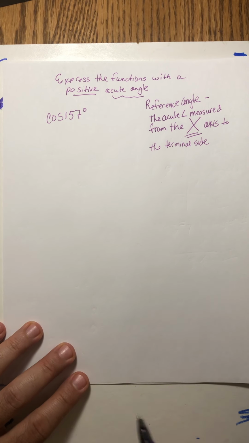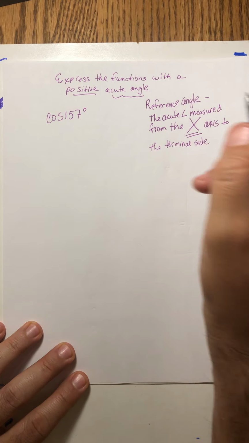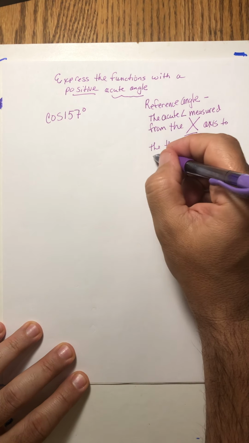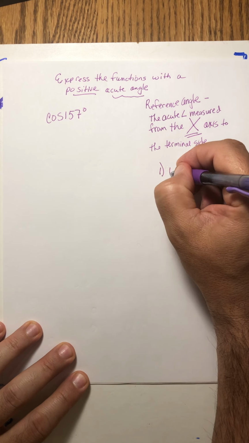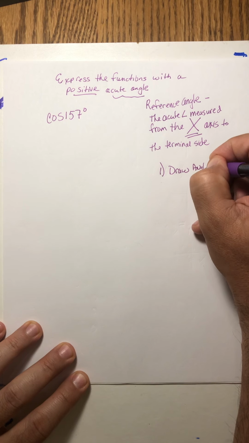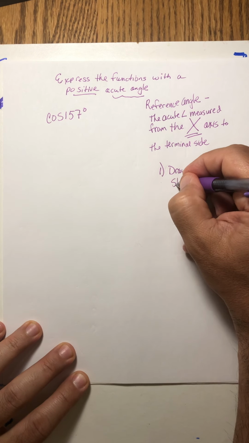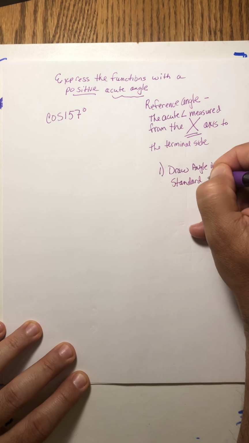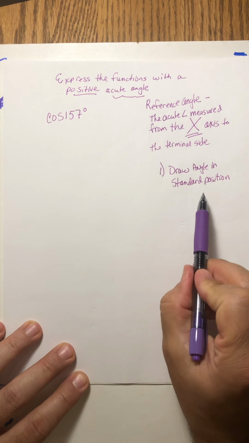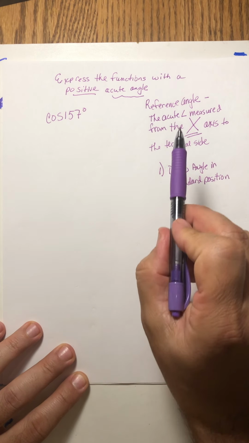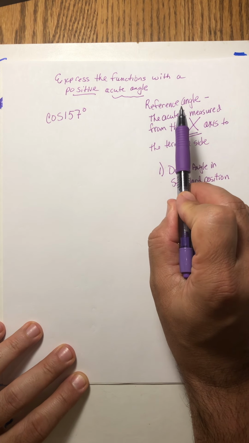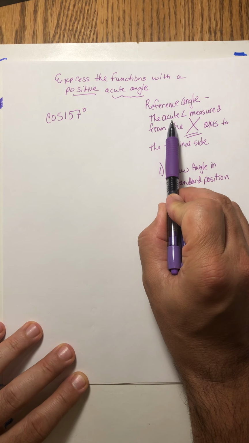Number one: draw the angle in standard position. Why do we do this? Once we draw the angle in standard position, we'll know where the acute angle is, we'll know how to find the acute angle, and it'll tell us what quadrant we are in.